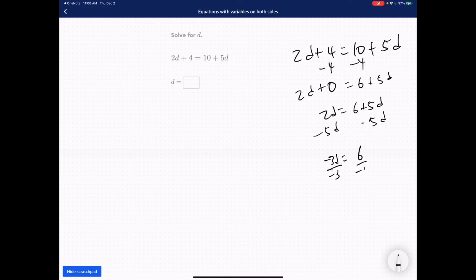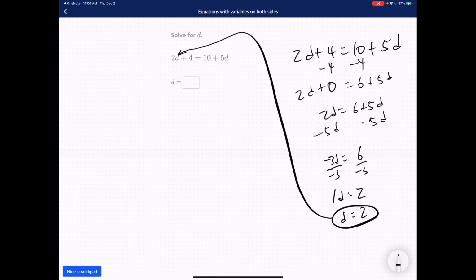Divide both sides by negative 3. Negative 3 divided by negative 3 is just 1d. 6 divided by negative 3 is 2. So d is equal to 2. Now you want to check, is this correct? If you guys can see this d, I'm going to put it back into my equation and see if it works.